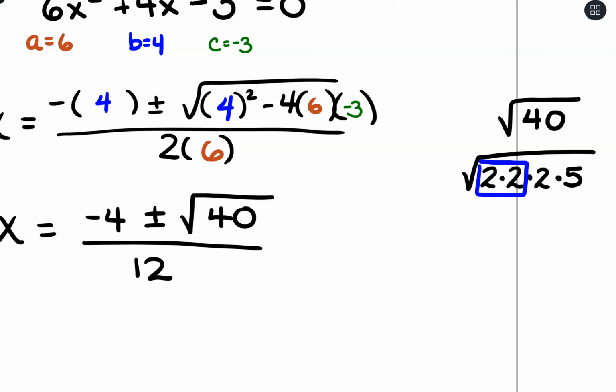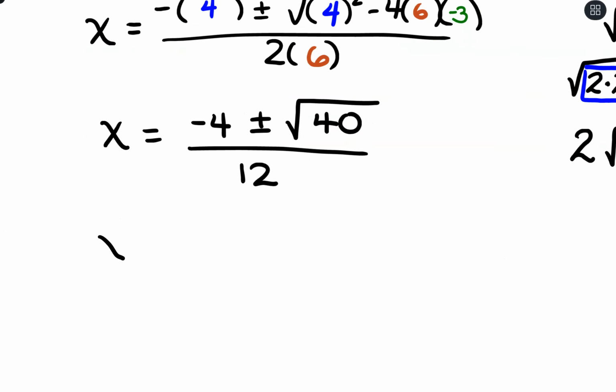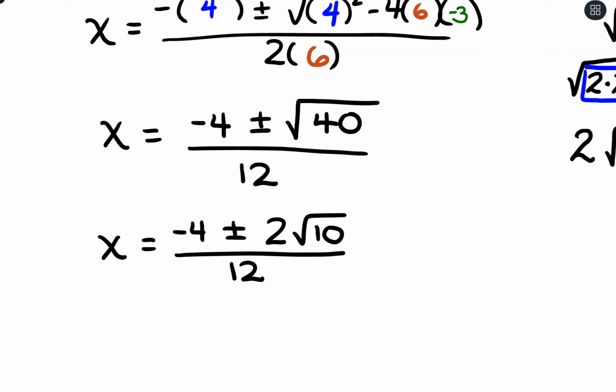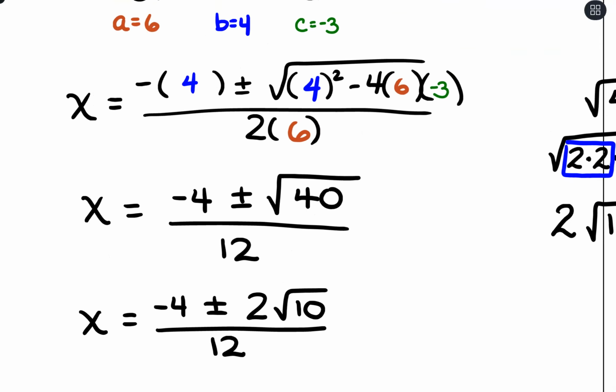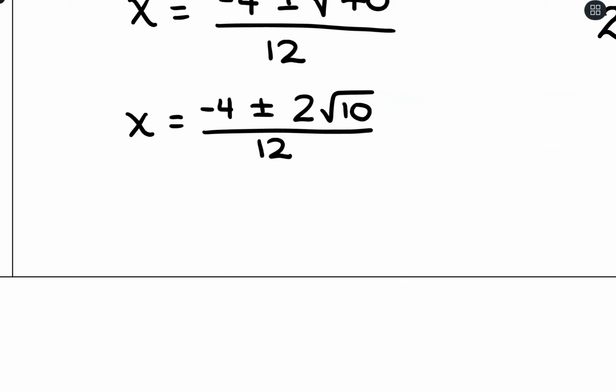So what that lets me do is take out a factor of 2. So that'd be like having the square root of 4. So square root of 4 is 2. And then stuck under the square root, 10 is still hanging out with that 2 times 5. So what we could do is rewrite this as x equals negative 4 plus or minus 2 root 10 over 12. And what we could do is then split this up so that we could simplify.